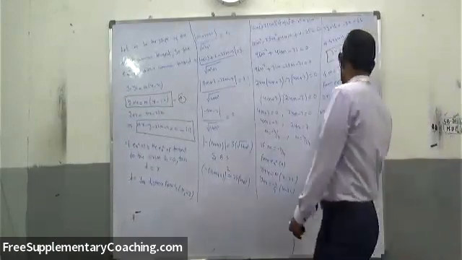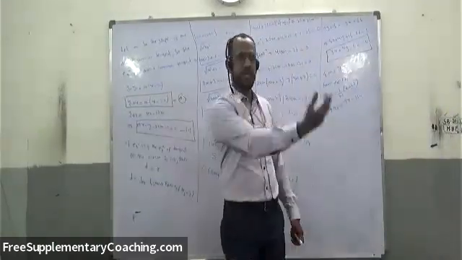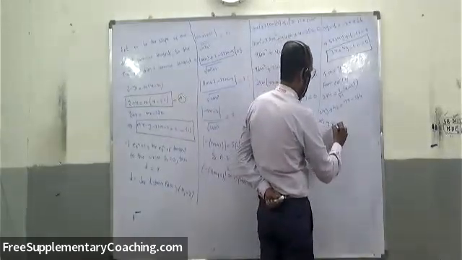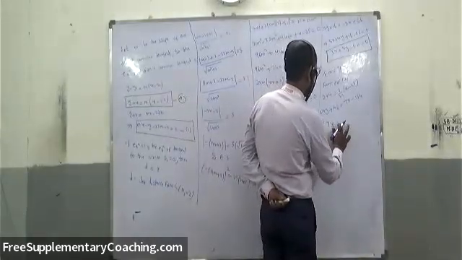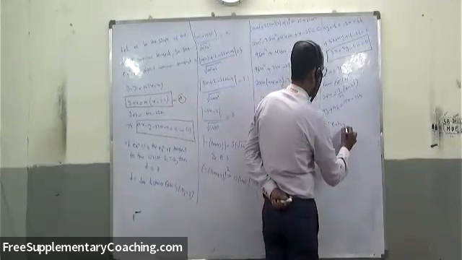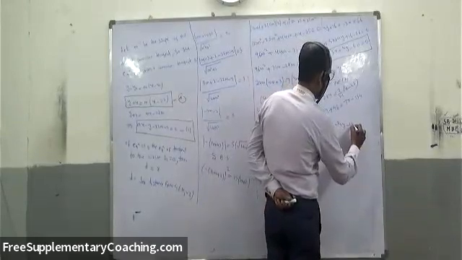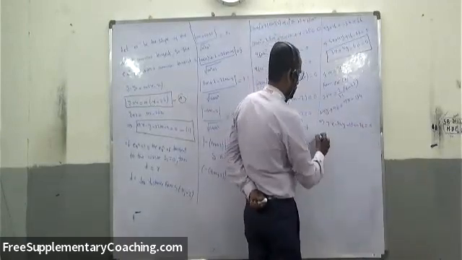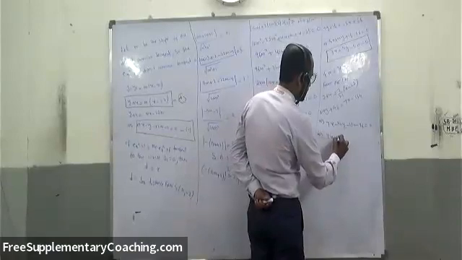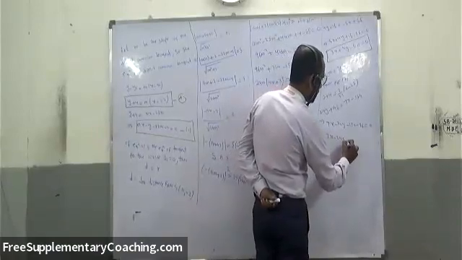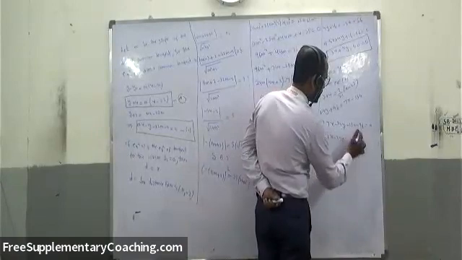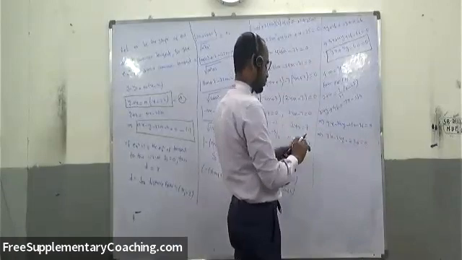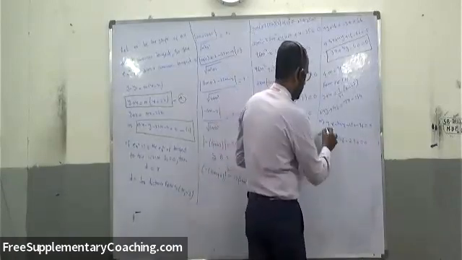Send these terms to that side. Keep x positive. So this implies 7x minus 24y minus 154 minus 96 is equal to 0. So we can write 7x minus 24y minus 250 is equal to 0.